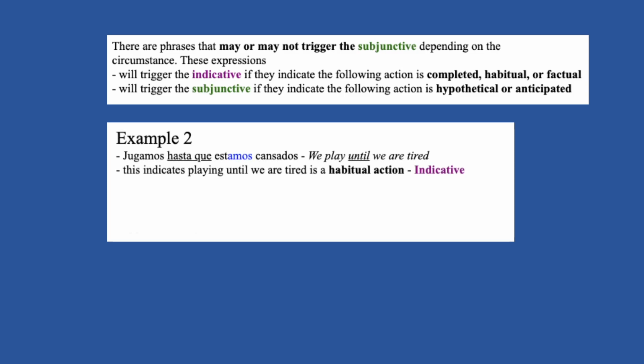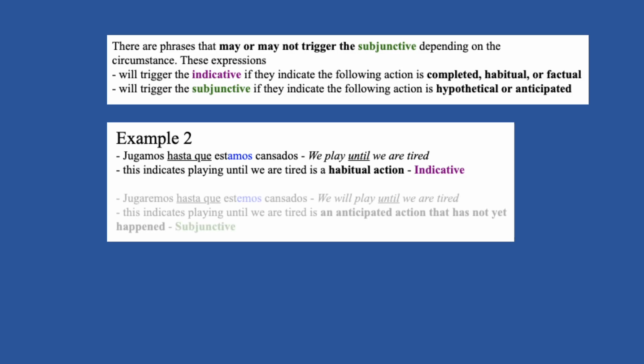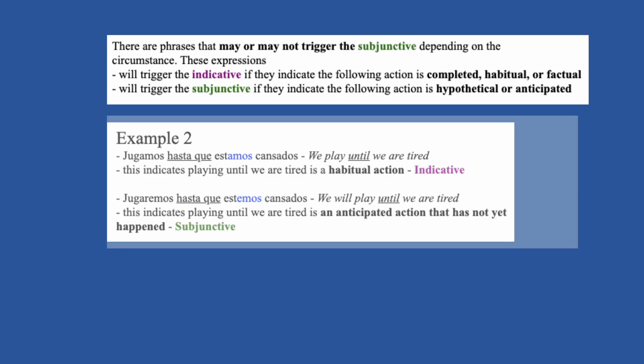Jugamos hasta que estamos cansados. We play until we are tired. This is a habitual action, so we use the indicative. Jugaremos hasta que estemos cansados. We will play until we are tired. This is an anticipated action that has not yet happened, so we use the subjunctive.